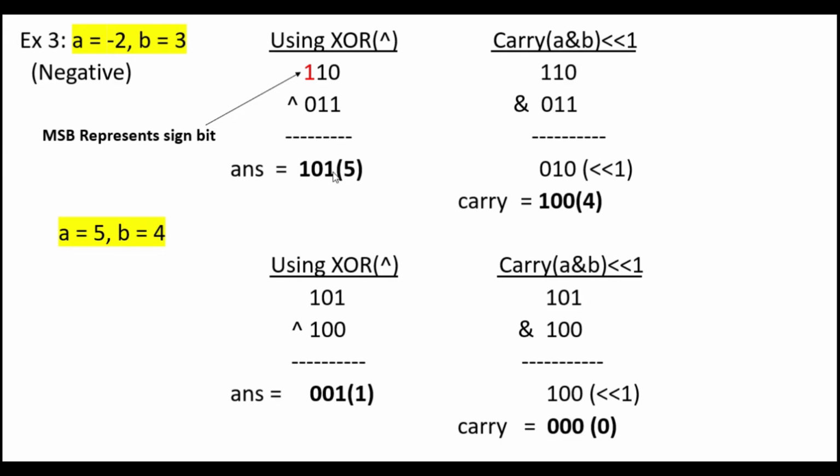So first we got the answer as 5 and the carry as 4. So the carry is not 0. So again we need to update A and B values. A becomes 5, B is 4. Then yeah, again do the operation. When you do the XOR between A and B, you will get 1 as the answer. And let's see if there is a carry. The carry is 0 and we got our answer.